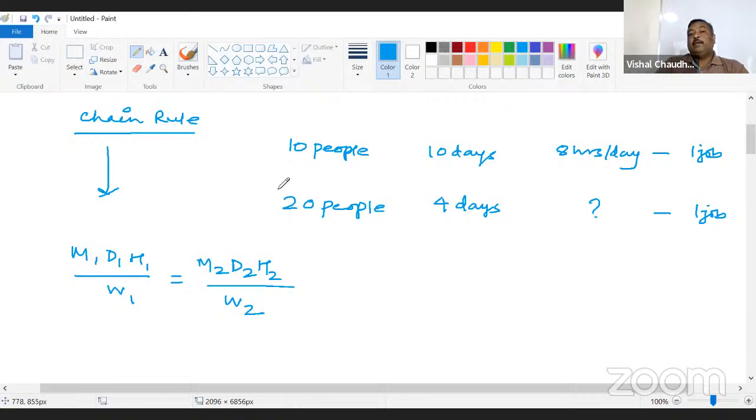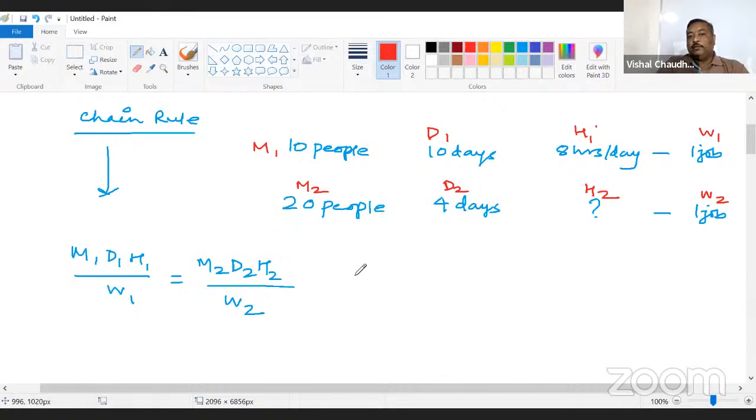What is M1? M1 is number of people. D1 is your days. H1 is hours per day. M2 is again number of people. D2 is days, and H2 is hours per day. W1 is this and W2 is this.